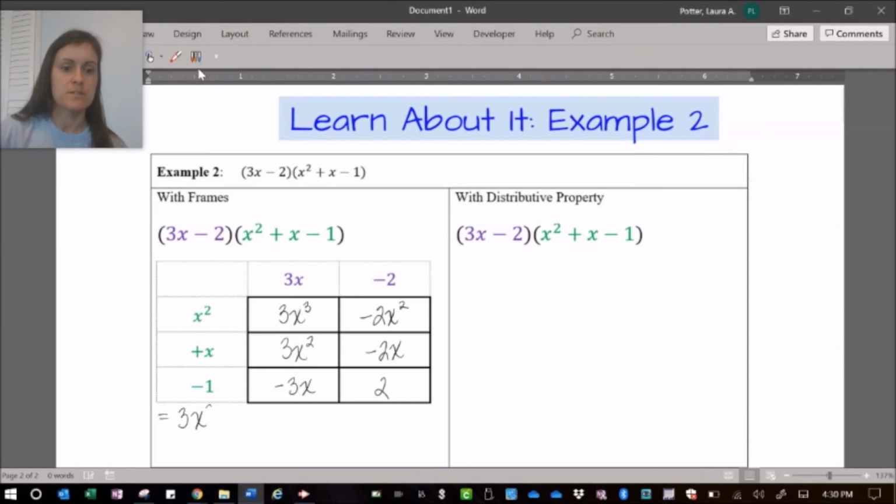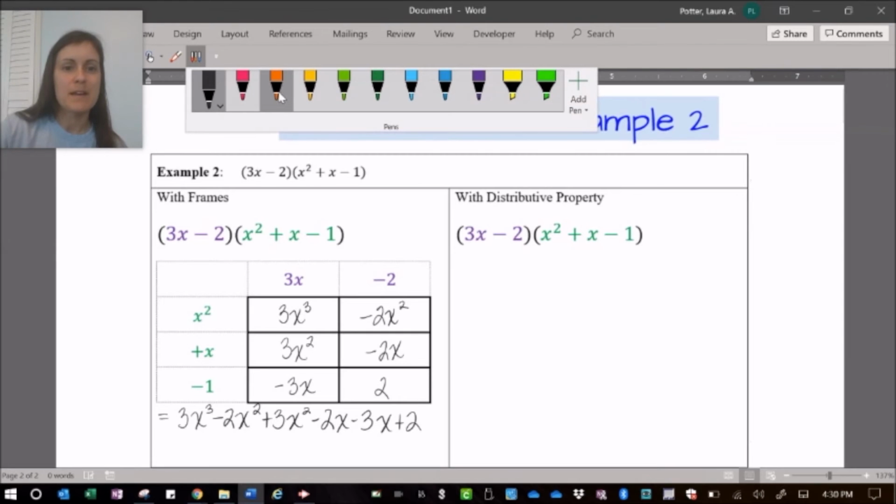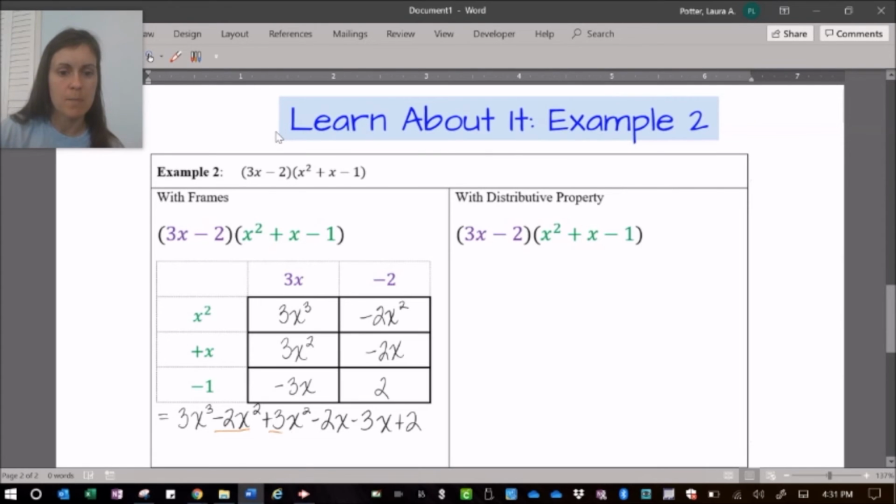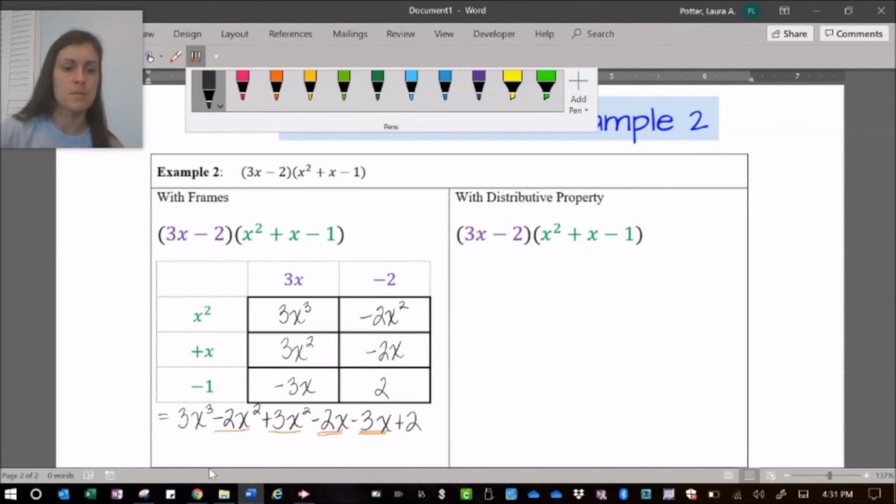I have 3x to the third minus 2x squared plus 3x squared minus 2x minus 3x plus 2. I'm going to take a look around at my expression and determine if there are any like terms, and there are. I see a -2x squared and a +3x squared, but I also see a -2x and a -3x. So I'm going to have 2 sets of like terms that I'm going to combine.